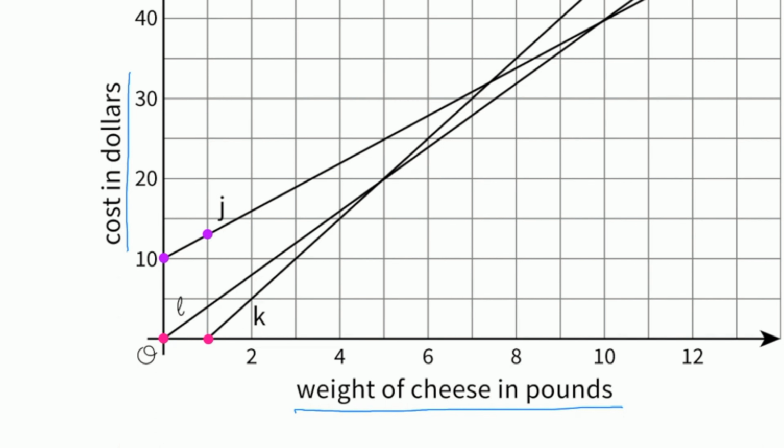And you can see the cost of cheese increasing as the number of pounds increase. Look at the horizontal axis, the weight of cheese. Between 4 and 6, you'll find 5 pounds. 5 pounds of cheese at this particular store costs exactly between $20 and $30, which would be $25. So in this case, at this store, 5 pounds of cheese costs $25.